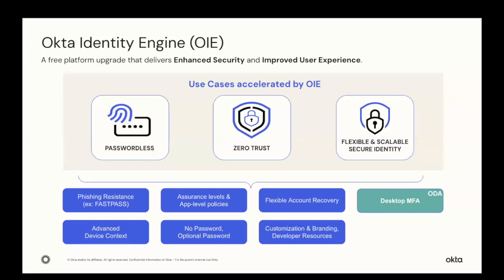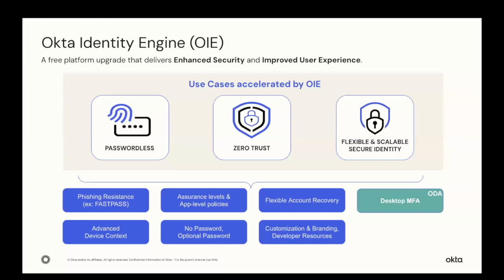These use cases are supported by a number of different OIE features. Here's just a few. The phishing-resistant strong authenticators, specifically FastPass, which we'll look at extensively today, advanced device context capabilities, policies that support assurance levels and app-level policies, enrollment policies that allow for no password or optional password users, flexible account recovery flows, customization and branding improvements, including additional developer resources.